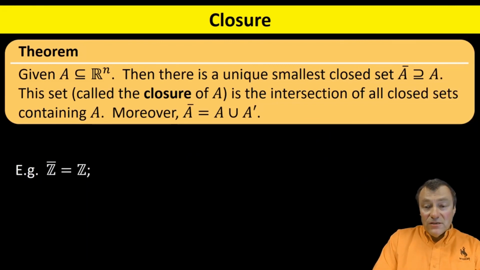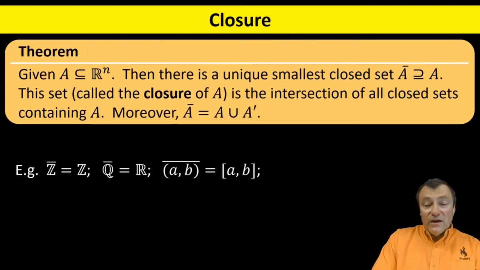Some examples. The set of integers has no limit points. So the closure of the set of integers is just itself. The closure of the set of rationals is the set of reals, since the derived set is already the entire set of reals. The closure of any interval is again found by taking the interval together with any missing endpoints. The empty set and the real line are already closed. So for each of these sets, the closure is the set itself.